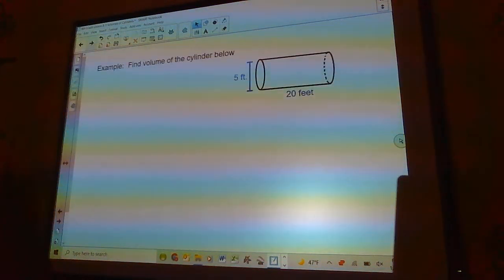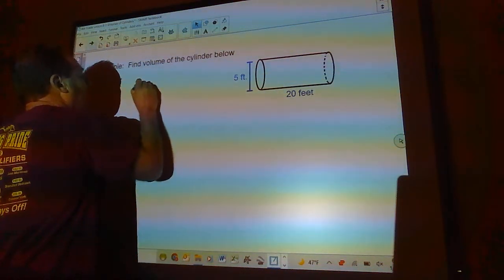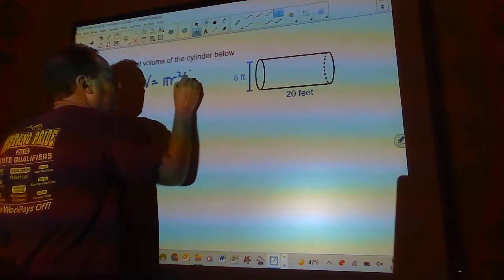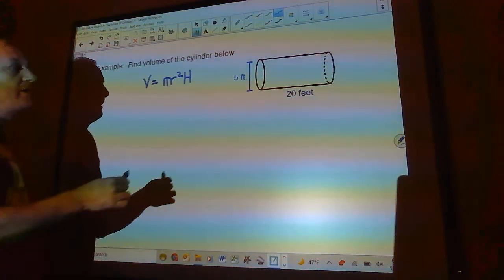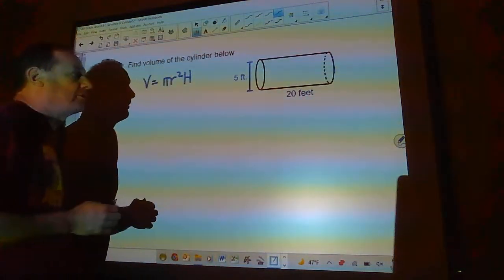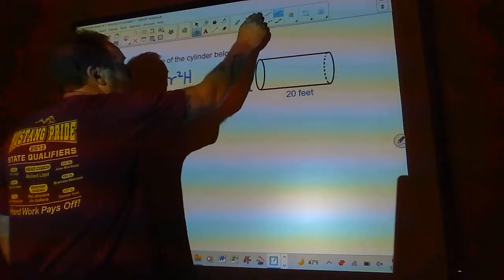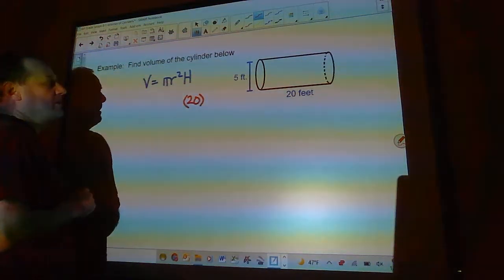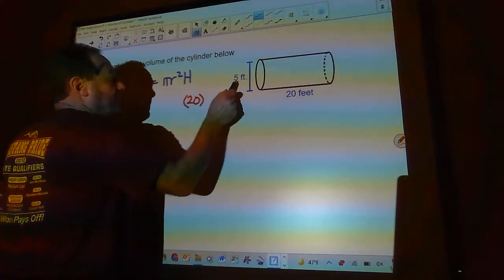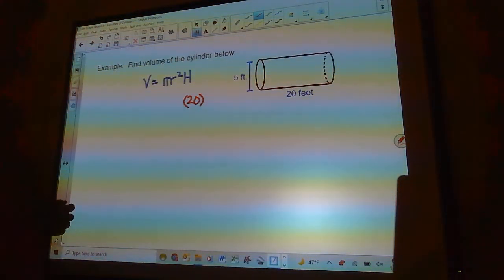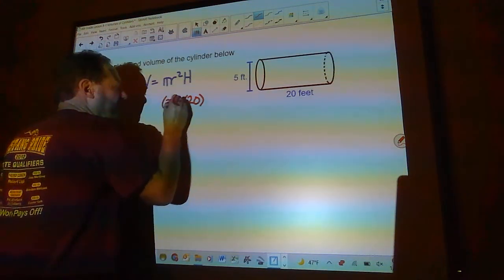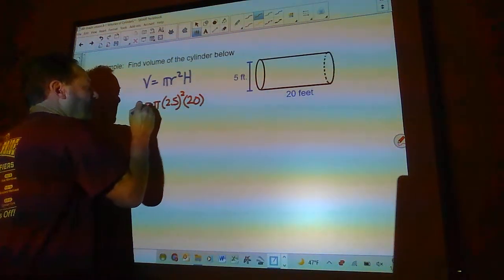Okay, moving right along. So find the volume of this cylinder right here. Okay, so again, we had the volume formula for any cylinder was pi r squared times h. Now, the height here is the distance between the two circles, so even though it's laying on its side, that's the height. So we're going to go ahead and put 20 in for the height. Now, be careful because this asks for the radius, and that gives you the diameter. So I need to take this diameter and cut it in half, so this is going to be 2.5 squared times pi equals the volume.